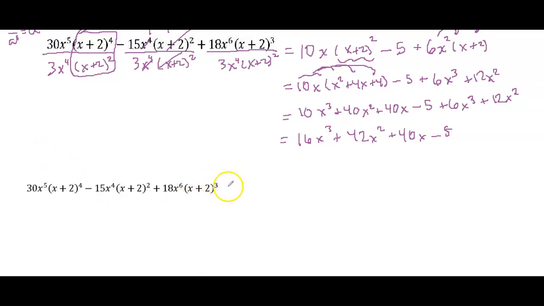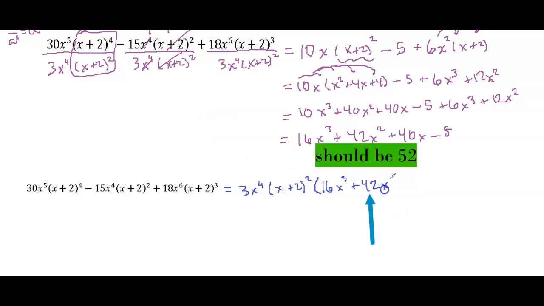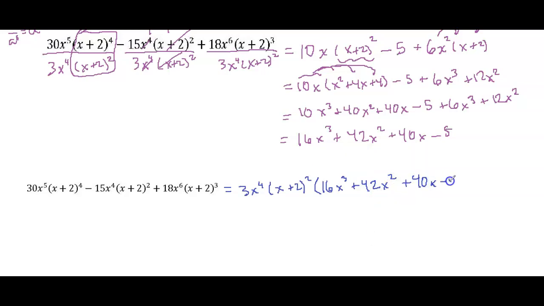Our original polynomial is equal to the GCF, 3x to the fourth times (x plus 2) squared, times the results we get after we divide by the GCF, 16x to the third plus 42x squared plus 40x minus 5. And we are done.